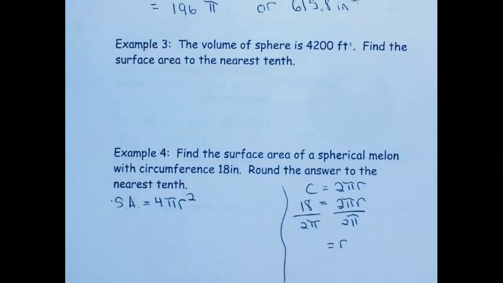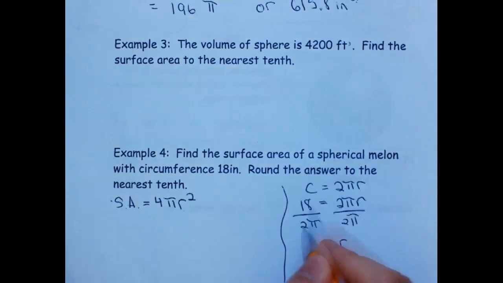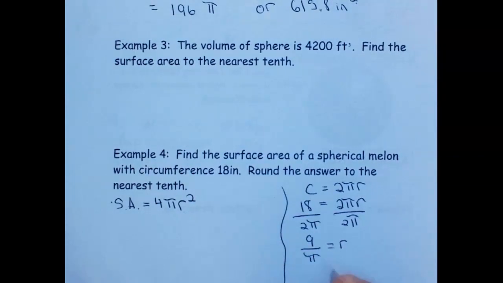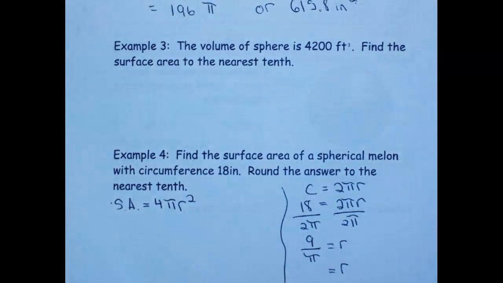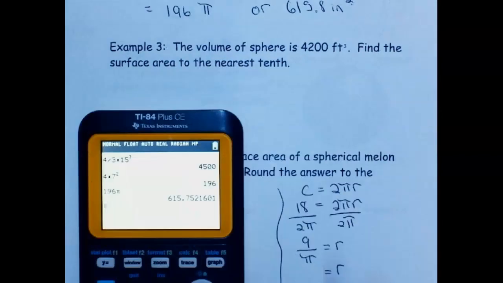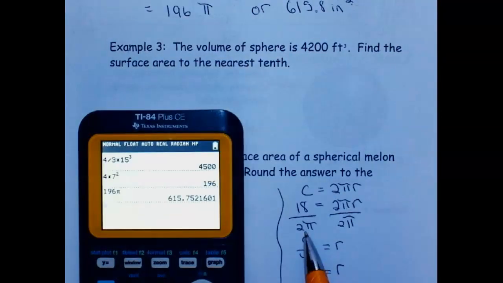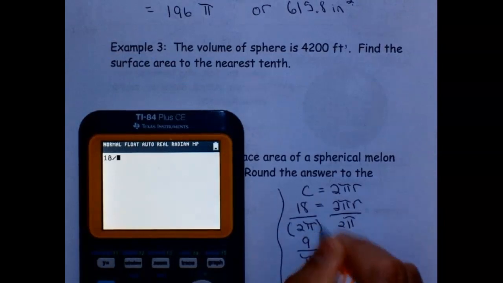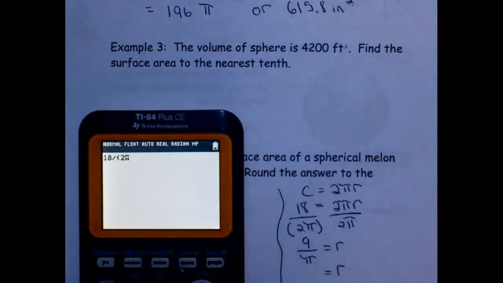Now, there are 2 ways you can do this. First of all, you could recognize 18 divided by 2 is equal to 9, and you could type in 9 divided by pi. Or your second option is we could type this in on our calculator. Now, you have to be a little bit careful. I'm typing in 18 divided by, and here's what you need to be careful with. We have to put parentheses around that 2 pi. And let me give you a second just to get caught up and see where I'm at.